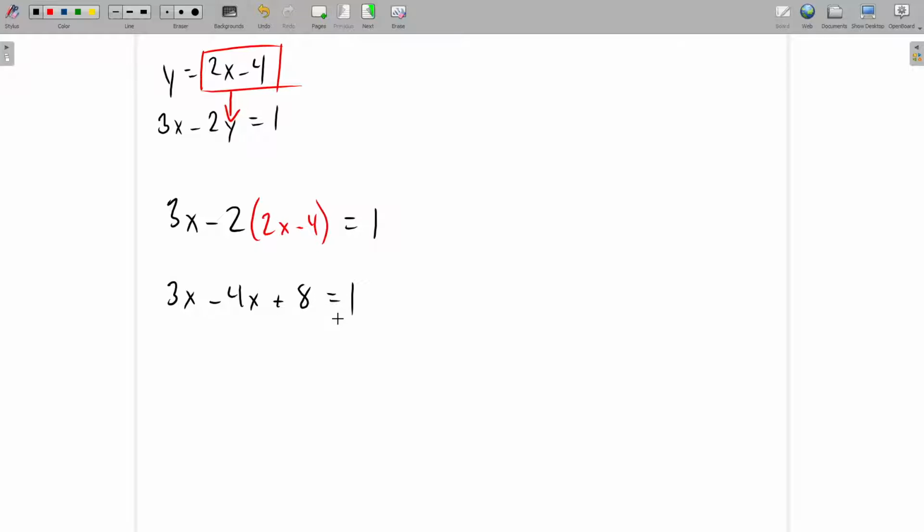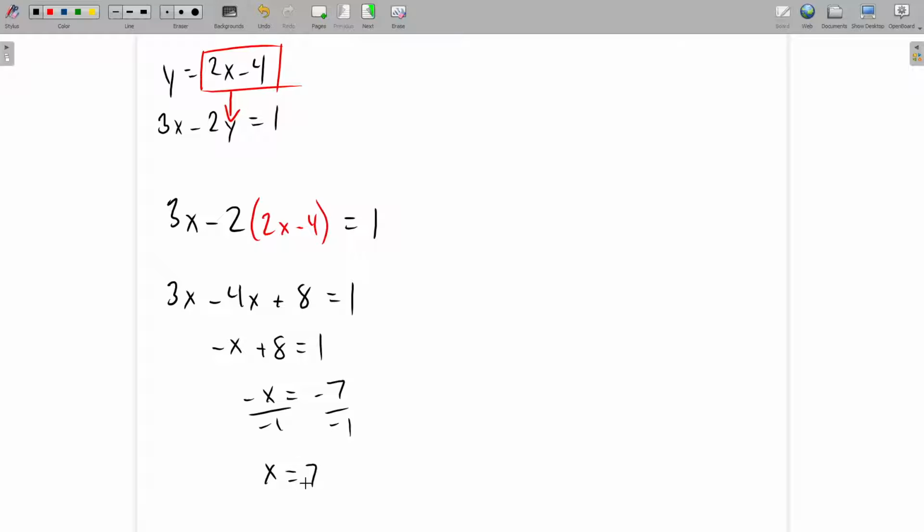So now we can realize that we have an equation with only one variable. We can solve that for that variable. So we can do 3x minus 4x is negative x. We can move the 8 to the other side by subtracting it, and having negative x is equal to negative 7. And we can get rid of that negative by dividing both sides by negative 1. So we get x is equal to 7.